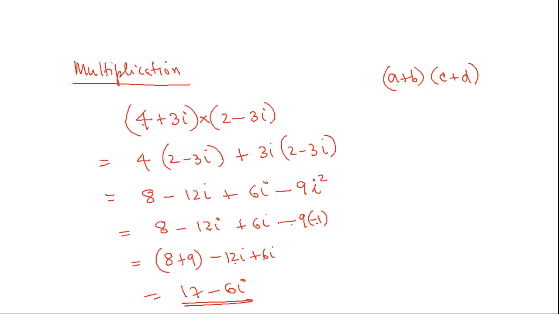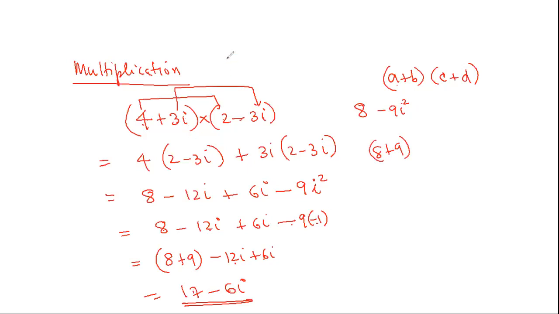That is called multiplication. You can also do it mentally. How? The real number comes from these two. So 4 into 2 will give you 8. 3i into minus 3i will give you minus 9i square. But since i square is minus 1, it becomes 8 plus 9. That's why you get 17.